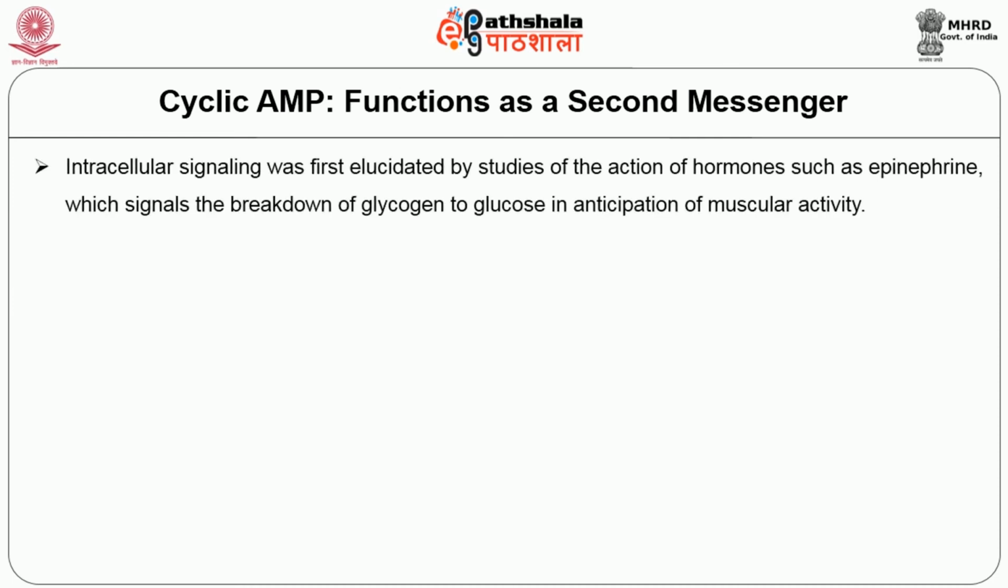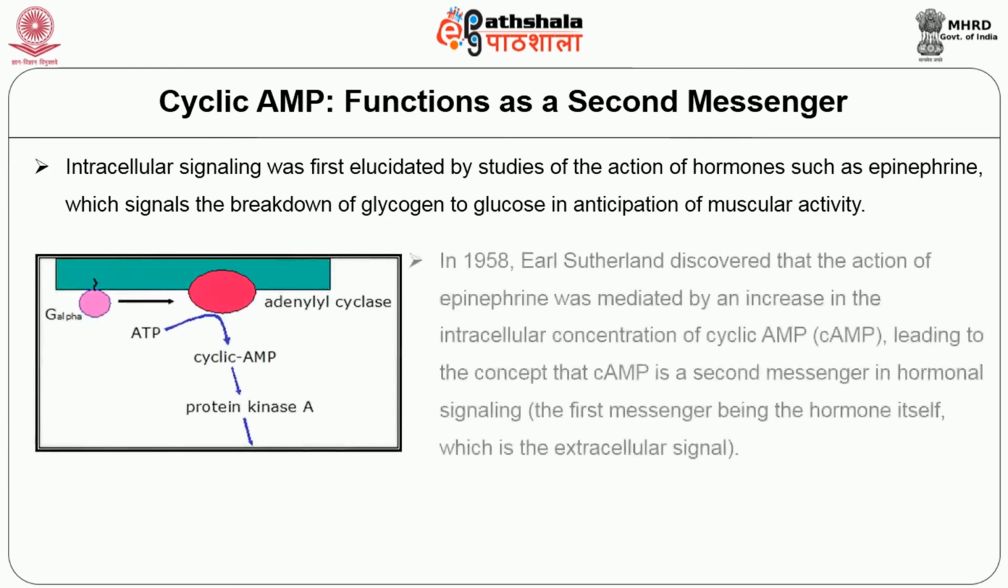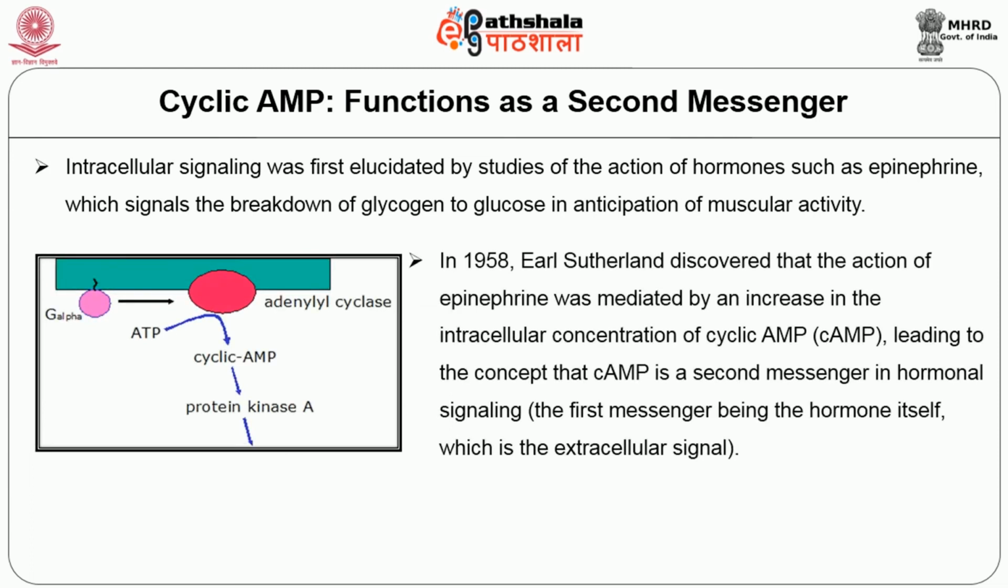Intracellular signaling was first elucidated by studies of the action of hormones such as epinephrine, which signals a breakdown of glycogen to glucose in anticipation of muscular activity. In 1958, Earl Sutherland discovered that the action of epinephrine was mediated by an increase in the intracellular concentration of cyclic AMP, which led to the concept that cyclic AMP is a second messenger in hormone signaling, the first messenger being the hormone itself, which is the extracellular signal.